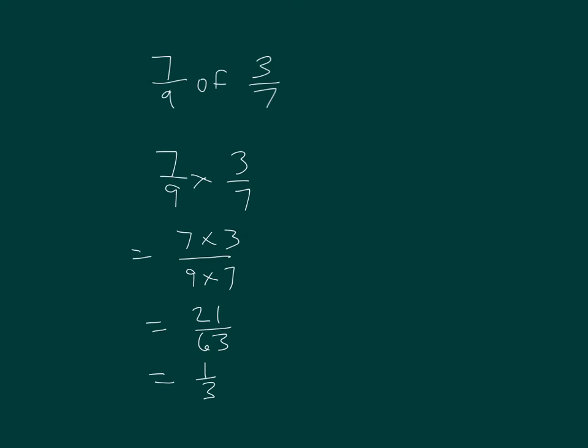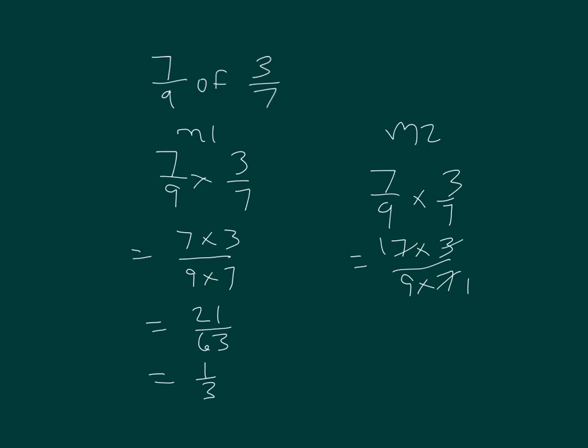Does simplify down to 1/3. So that's method 1. Here's method 2. Seven cancels to become 1. 3 cancels to become 1. And 9 cancels to become 3. And it does simplify back down to 1/3 when we do our work.